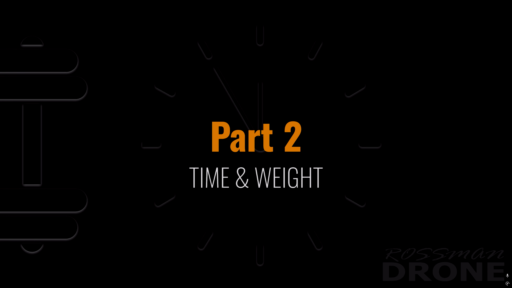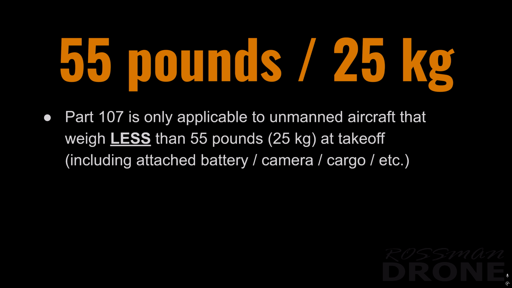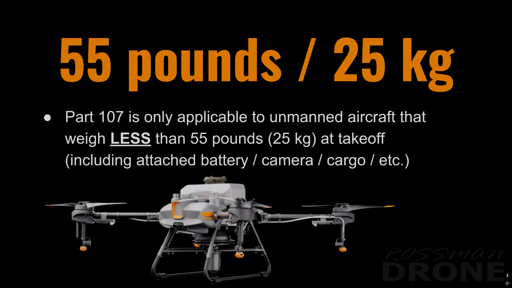So here we are at part 2, time and weight. First up, 55 pounds or 25 kilograms. So that is, for Part 107, only applicable to unmanned aircraft or drones that weigh less than 55 pounds or 25 kilograms at takeoff. So this entire set of rules about commercial drone operations that you're getting this certification for only applies to drones that weigh under these two limits, under 55 pounds, under 25 kilograms at takeoff.